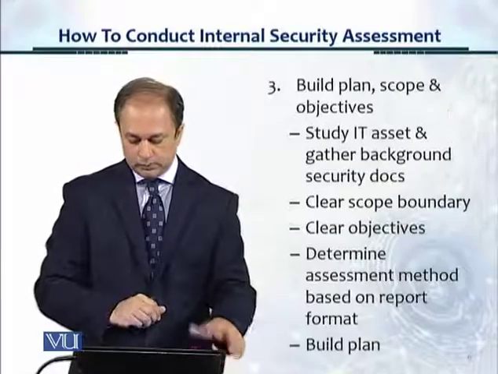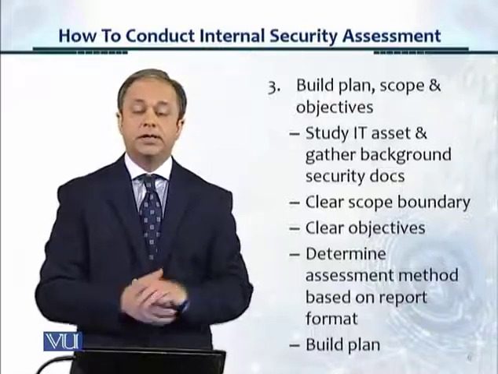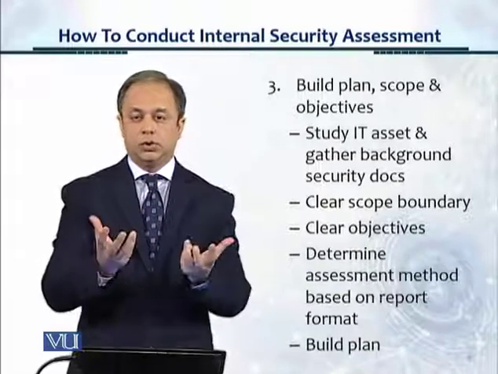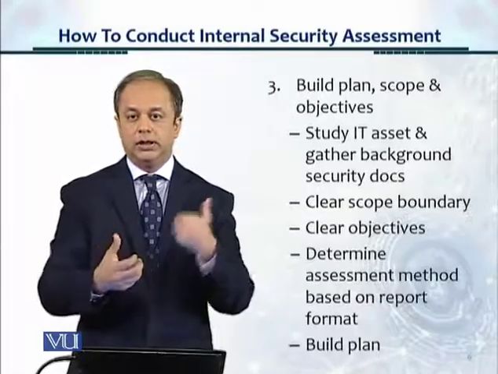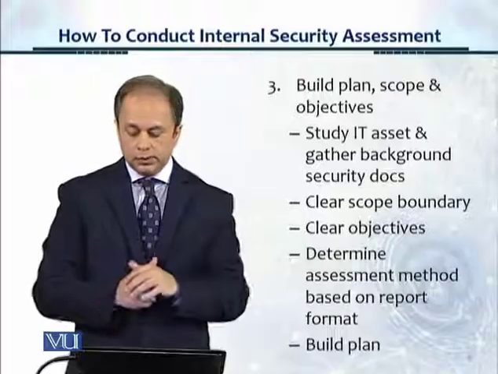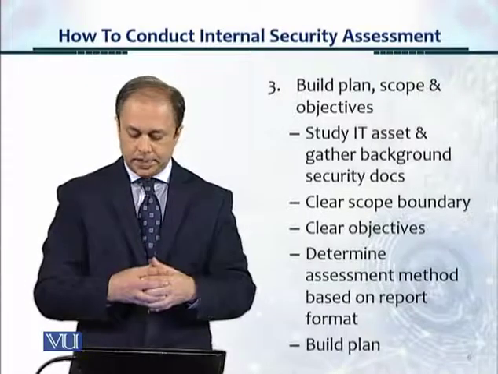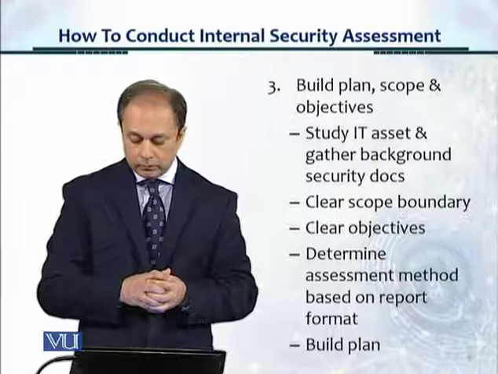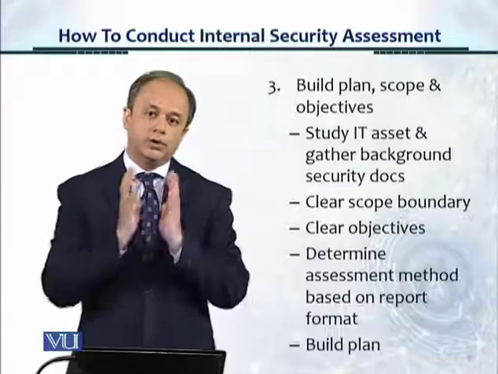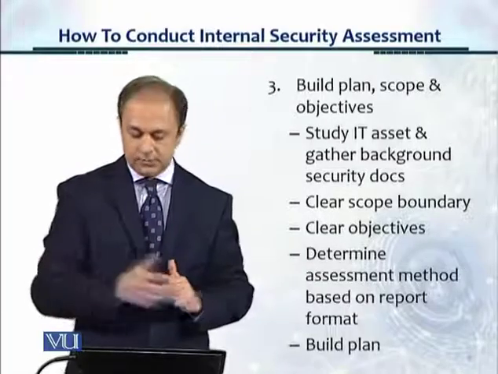The third step is build plan, scope, and objectives for the exercise. So now we've understood this, what we need to do. We have the authority. We have some idea of the timeline. We've appointed the resources. Now we go into further depth. So study the IT assets and gather the background security documents. Depending on if the information security transformation project is already going on, was there a hardening activity already going on? Have there already been audits that have taken place previously?